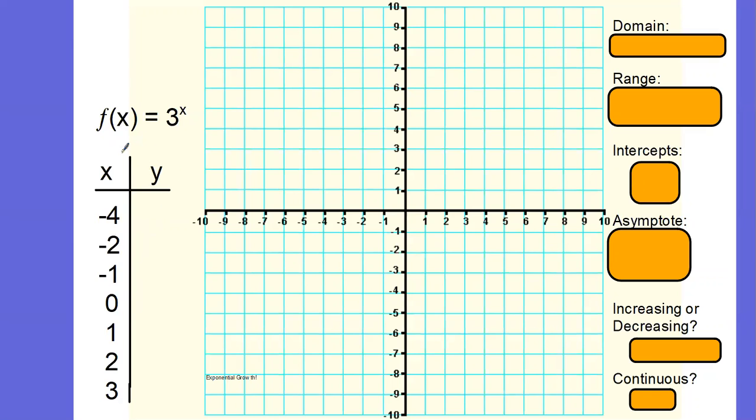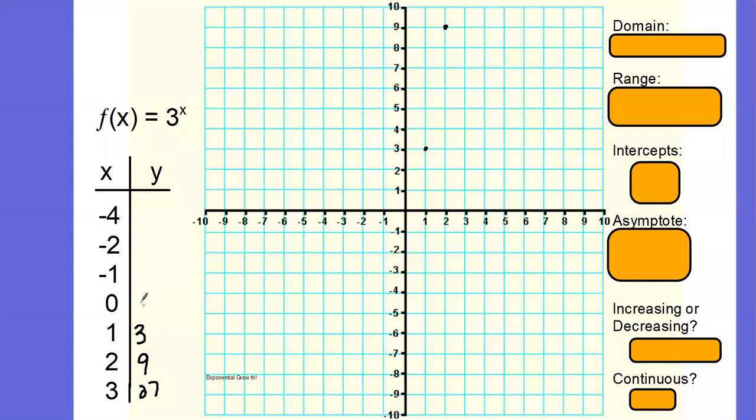So let's do the easiest ones first. If I plug in 1, f of 1 would be 3 to the first power, and that would be 3. So for an input of 1, I have an output of 3. F of 2, 3 to the second power, 3 times 3 would be 9. So for an input of 2, I have an output of 9. And with 3, f of 3 would be 3 to the third power, or 27. And notice that my graph here only goes up to 10, so I'm a little bit too high.